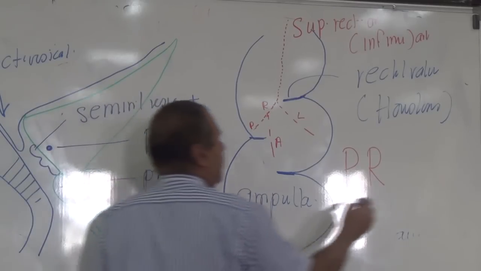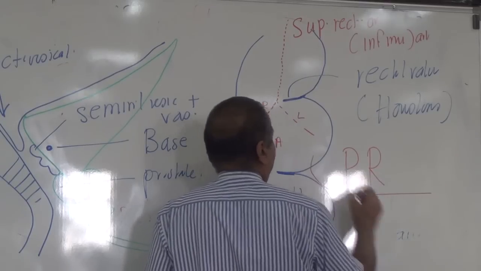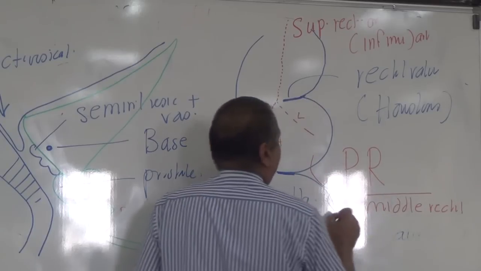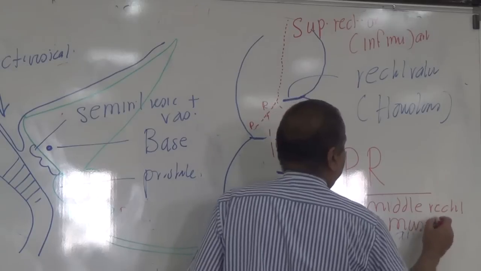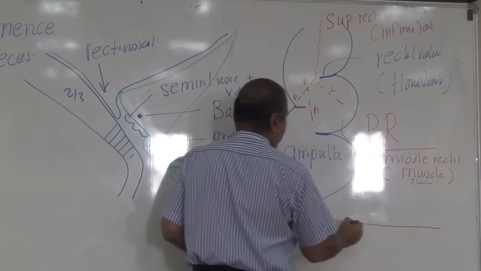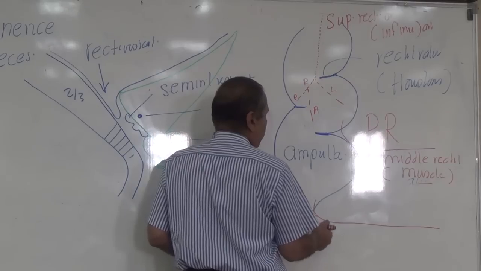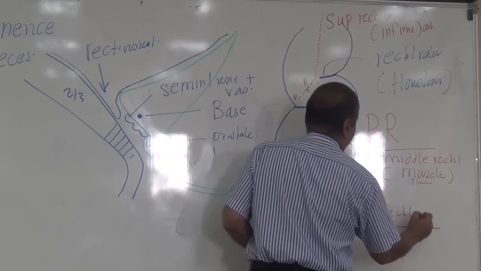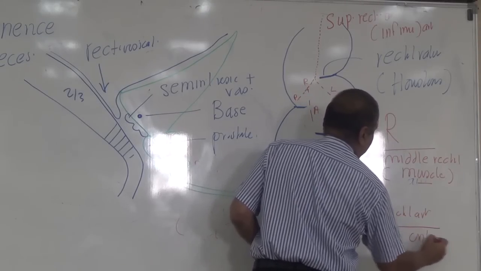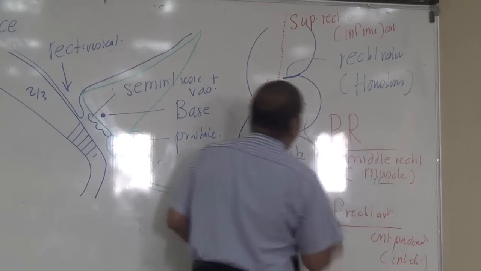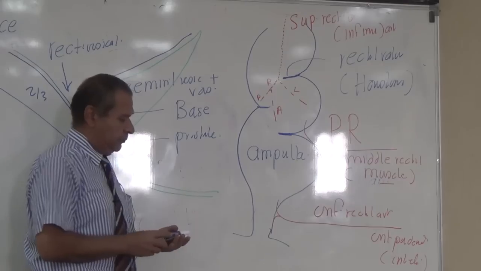The second artery is the middle rectal artery, a branch from the internal iliac artery. This artery supplies mainly the muscle coat of the rectum. And the other one is the inferior rectal artery, which is really to the anal canal, a branch from the internal pudendal artery, which is a branch from the internal iliac artery. This is the arterial supply of the rectum.